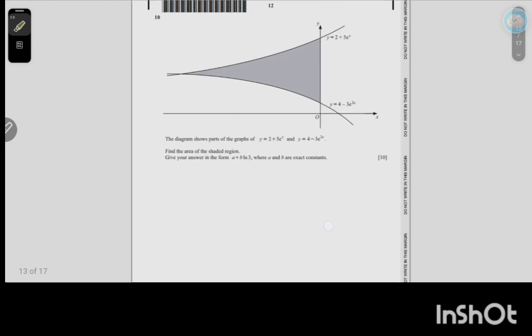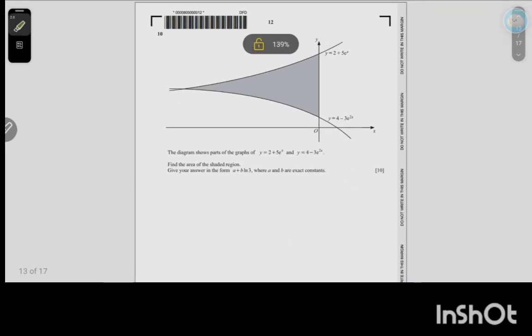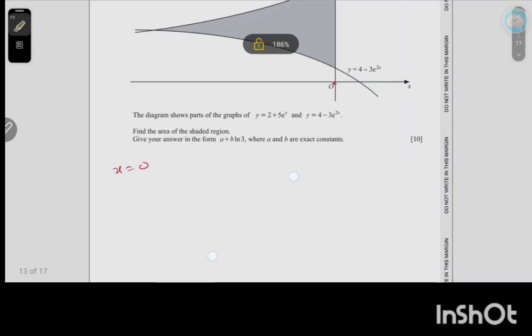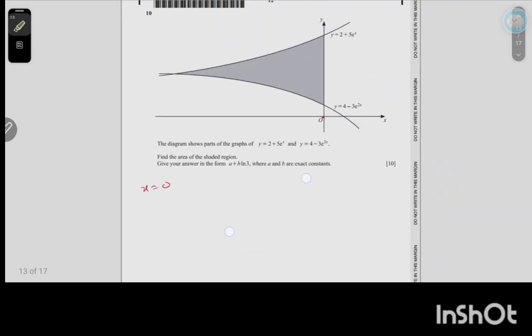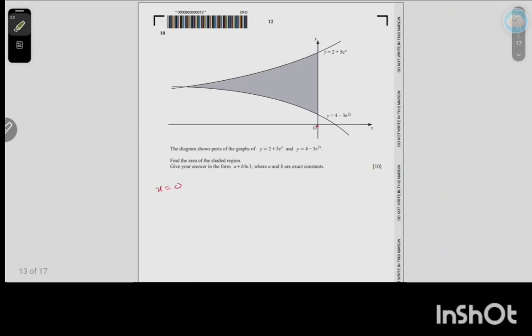Now we are moving to question number 10. How to solve this question? Hopefully, dear friends, you have understood this one. Now question number 10 is a technical but not very difficult question. You must know the integration rules. Okay, first of all, here we have to put x equals 0, because at this point x is 0.